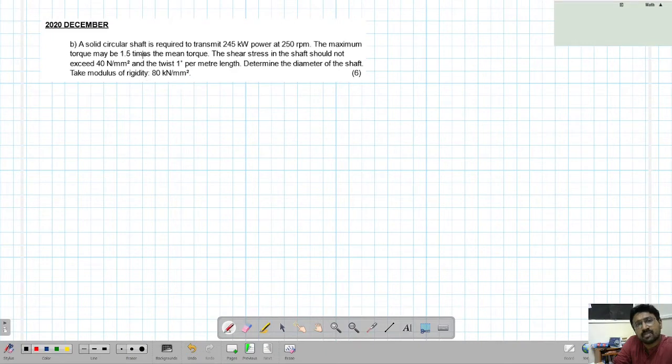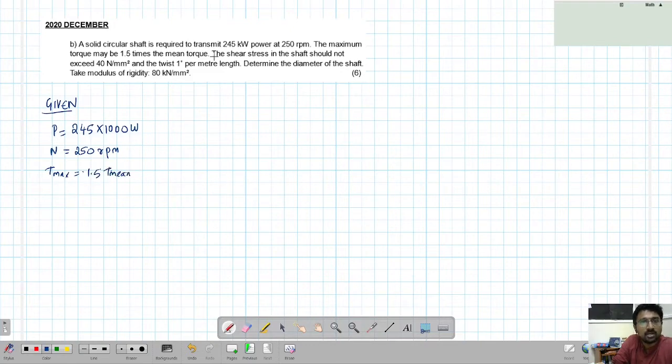We have done a problem similar to this in one of the previous videos, so we will just solve this very fast. Let's write the given data. What are the given data? Power to be transmitted is 245 kilowatt. That means 245 into 1000 watts. The RPM is 250 rotations per minute. Then maximum torque may be 1.5 times the mean torque, so T max will be equal to 1.5 times T mean.